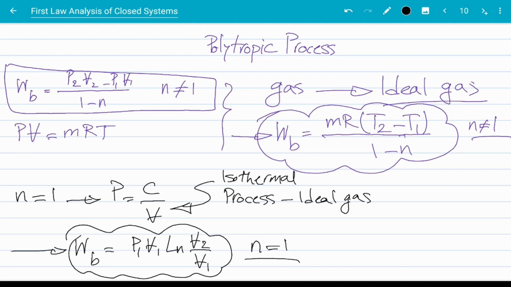So a polytropic process with n equal to 1 is actually an isothermal process for an ideal gas. If n is not equal to 1, the general equation to find the boundary work is here. And if we are dealing with an ideal gas, the equation will reduce to this one.